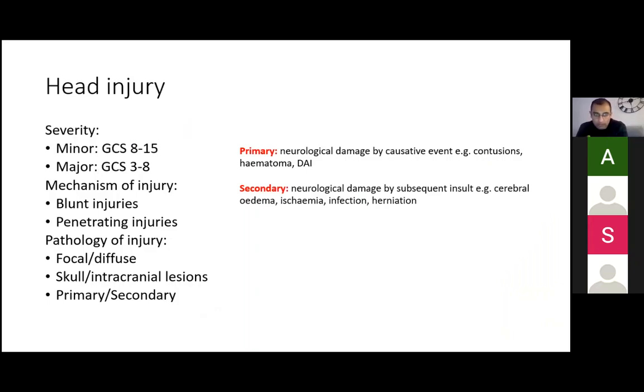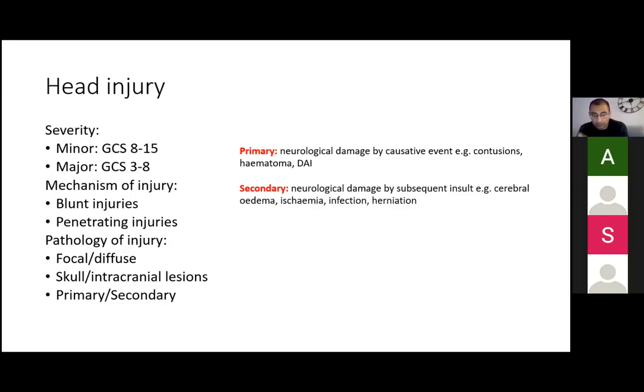So head injuries. You can classify head injuries according to severity: a minor head injury where the patient is GCS 8 to 15, or a major head injury where the GCS is 3 to 8. Also by the mechanism of injury. Is it a blunt injury? Is there a penetrating injury? Are there depressed skull fractures? And the pathology of the injuries: is it a focal head injury or a diffuse head injury? Are there any skull fractures or intracranial lesions from the head injury?